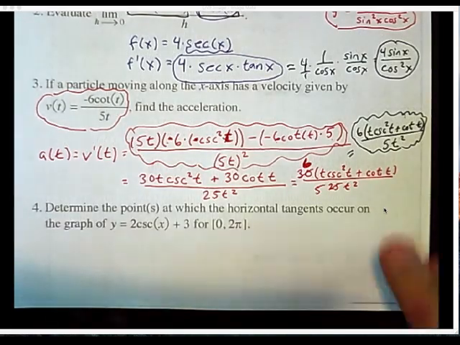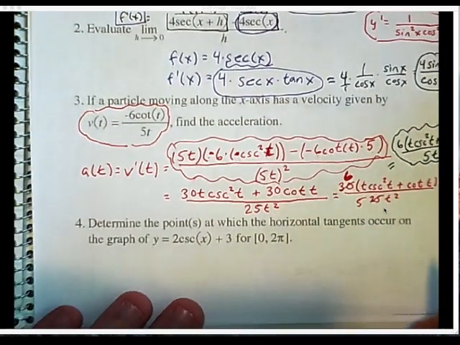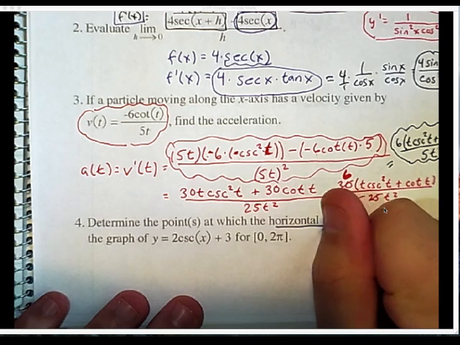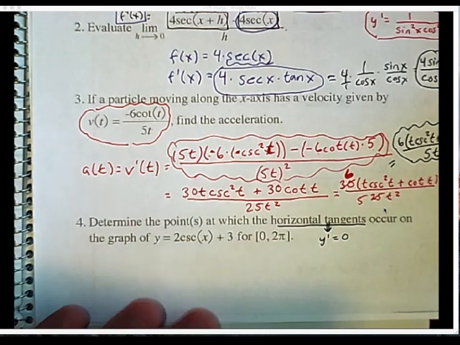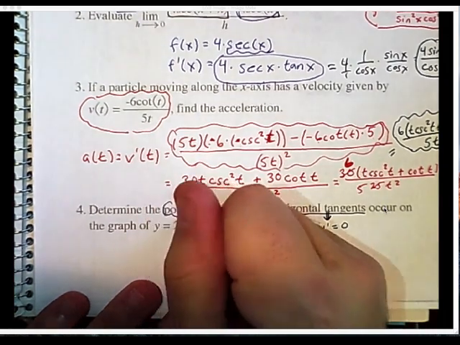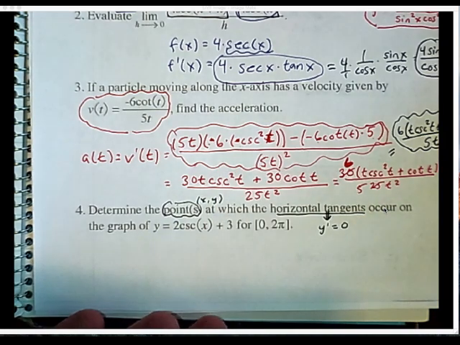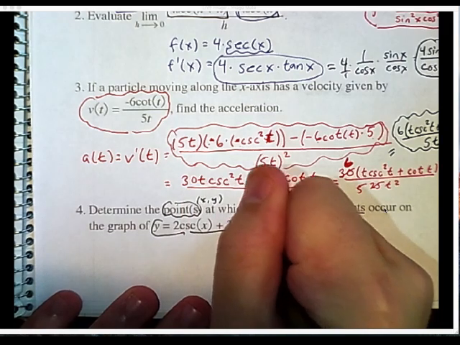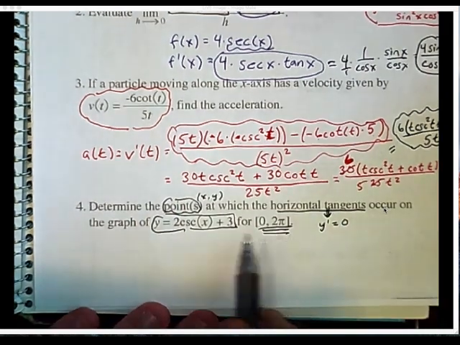All right, number 4. Determine the point or points at which the horizontal tangents occur. As soon as I see that, I'm going to say that's when the derivative equals 0. I want to find the points, which means I want to know the x and y values, on the graph of this over this interval. They gave me an interval because it's a trig function.